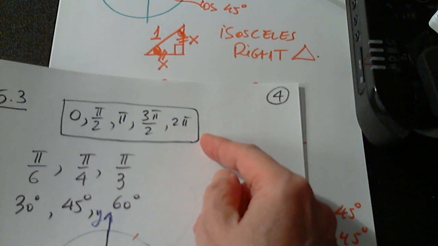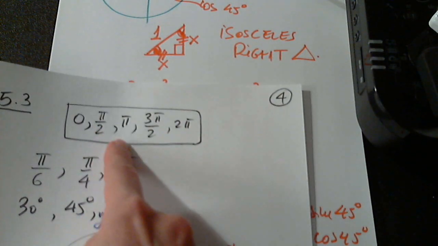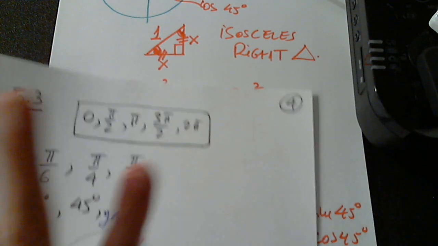You said that these were special. Okay, tell me more. What about sine of this, sine of this, sine of this, sine of this? What about cosine? Very easy.